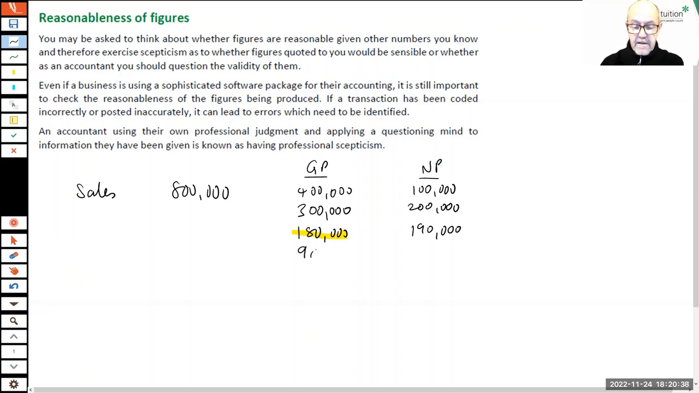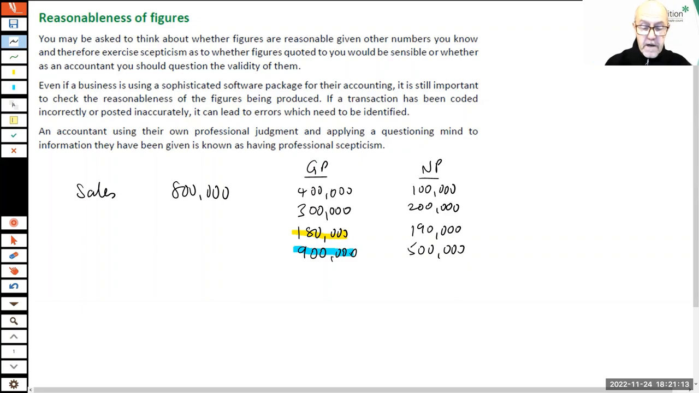What if we get gross profit of 900,000 and net profit of 500,000? Once again, this time, you can't have more profit than sales. You can't make a greater amount of gross profit than the total you sell, because even if you get your product for nothing, then you've got 100% gross profit. You can't go any higher than that. The net profit might be reasonable, might not.